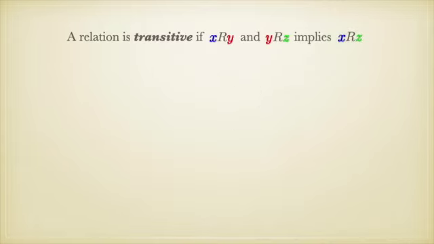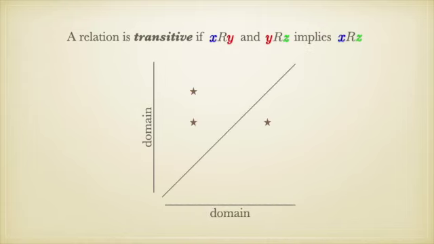A relation is transitive if x is related to y and y is related to z implies x is related to z. I showed visually what this looks like on a relation with 3 points. Visually, this is more complex to check because we need to verify that a ray tracing condition holds.